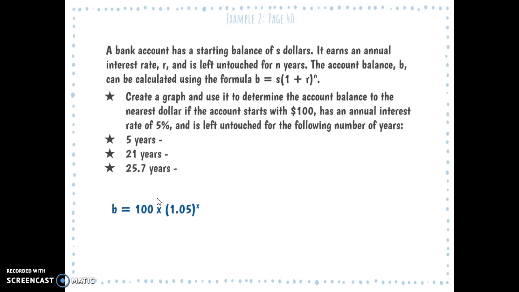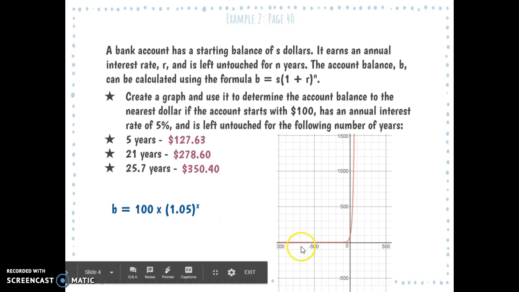After 5 years, you should have $127.63. After 21 years, you should have about $278.60. And after 25.7 years, we should have $350.40. Now, if we were to graph these, it would look something like this, where you can see a drastic increase in values.